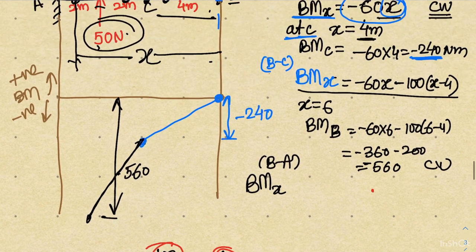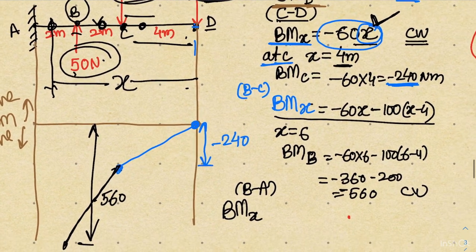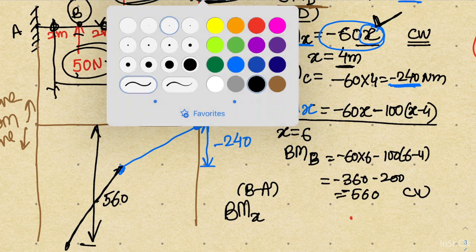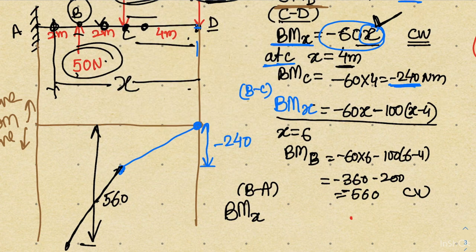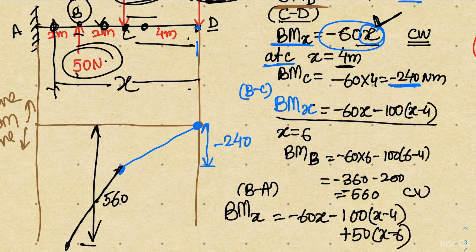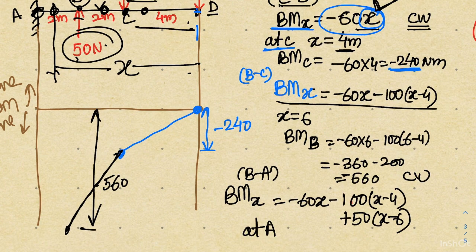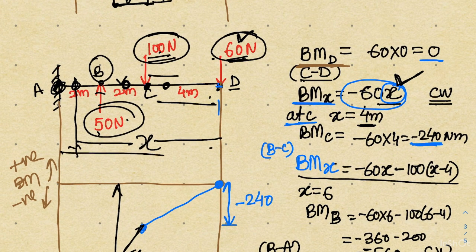So with this I can write the expression, but I also have to remember the correct sign based on the clockwise and counterclockwise assumption. So for the point x, it will be minus 60 into x, because of the clockwise, minus 100 into x minus 4, and then I have an upward load, so the moment will be counterclockwise, so I will put plus 50 into x minus 6. This expression will be valid up to point A, and when I reach point A, the value of x will be the entire length of the beam. So for point A, x will become 8.